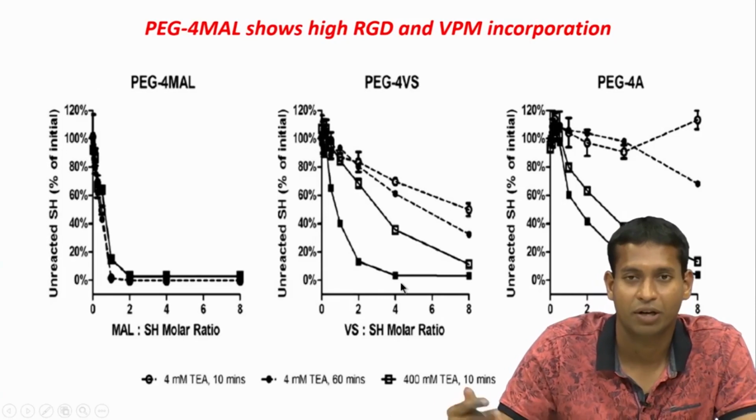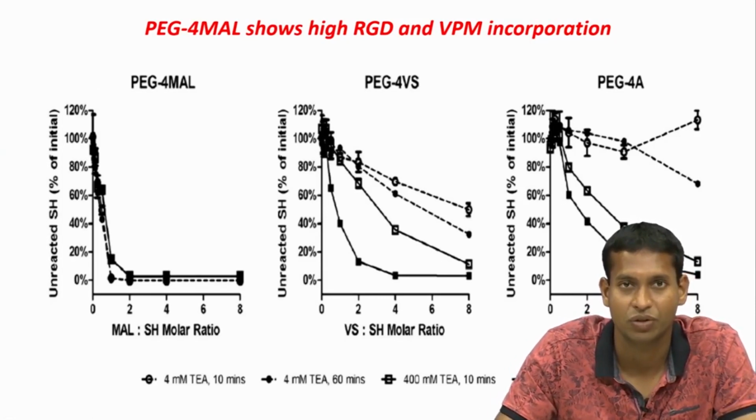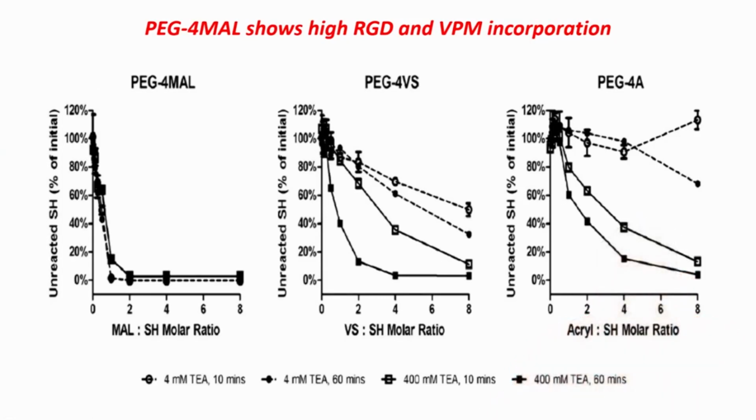So, now let us look at what the data they achieve from this. So, first of all, the PEG 4-mal shows higher RGD and VPM incorporation. So, this reaction is more efficient, that is what they are trying to propose. So, let us look at that. In cases of PEG 4-mal, what they see is even if they have low amount of the TEA, which is sort of a catalyst here, even at 10 minutes you almost get all the reaction.